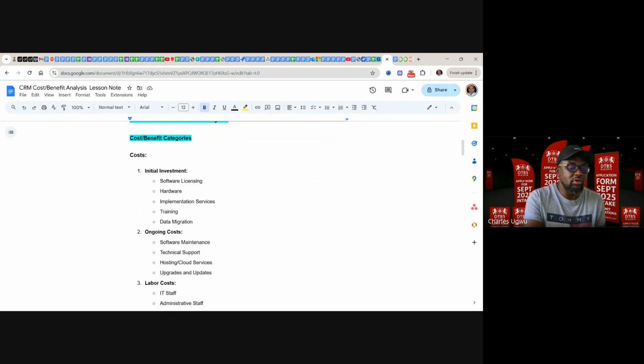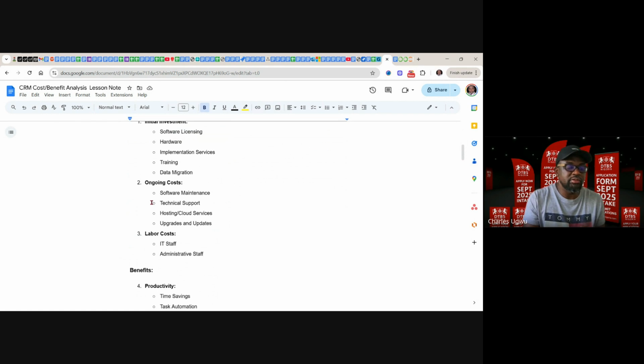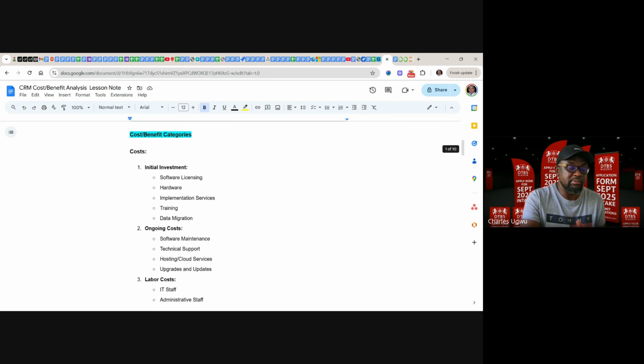Then you have ongoing costs: software maintenance, because after the implementation you still need to maintain; technical support; hosting and cloud services; upgrade and update. Then we have labor costs, IT staff, administrative staff. These are all the costs associated with implementing this CRM system.